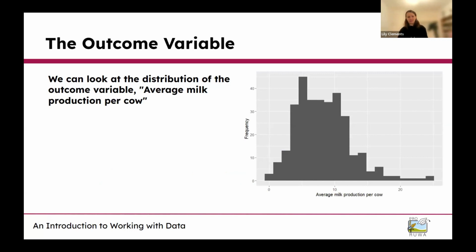So this is our distribution at the start. We're going to look at the distribution of this outcome variable, average milk production per cow. And if we look at just this variable, we can see that the average milk production per cow ranges from 0 to what looks to be around 25 liters, which is pretty high, I think. And we can see there's a fairly even distribution where most cows are producing around about 5 liters. A lot of cows are producing between what looks to be 4 and 12 liters of milk.